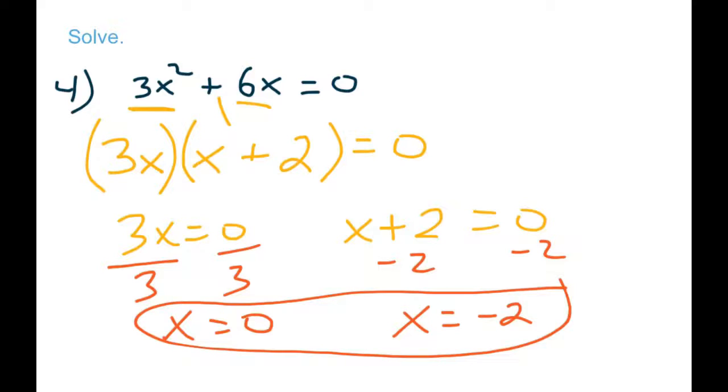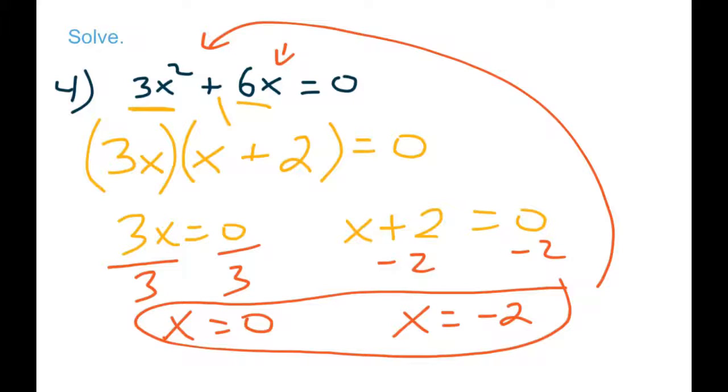Okay, and of course, we could always substitute these numbers back in to see if it works out. So if I put 0 in for x, 0 squared is 0, 3 times 0 is 0, plus 6 times 0 is 0, 0 plus 0 is 0. If I put negative 2 in for x, negative 2 squared is 4, 3 times 4 is 12. If I put negative 2 in for this x, 6 times negative 2 is negative 12. 12 plus negative 12 is 0. I get 0 both ways.